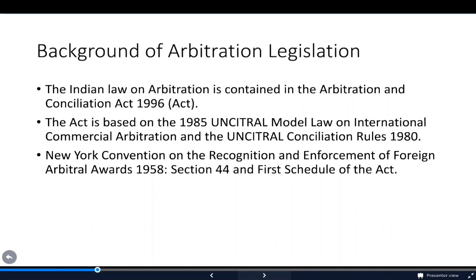One of the important features of the Act is that it also inserted the New York Convention on the Recognition and Enforcement of Foreign Arbitral Awards 1958 within the first schedule of the Act. The New York Convention basically provides that any signatory country has an obligation to enforce the arbitral award rendered in any of the other signatory countries. India is also a party to this convention. So that's the background about the arbitration legislation in India.